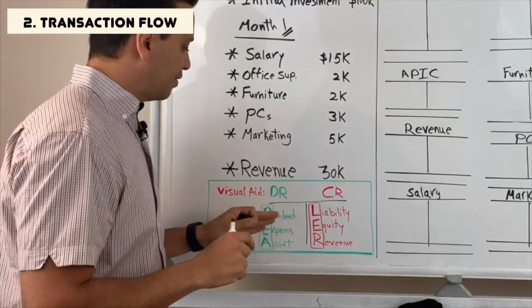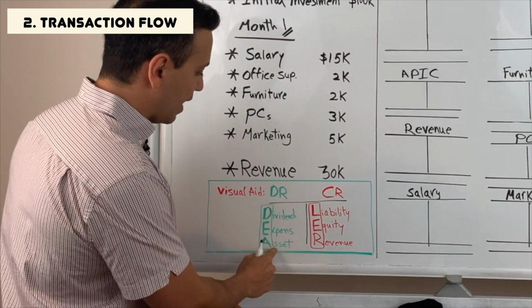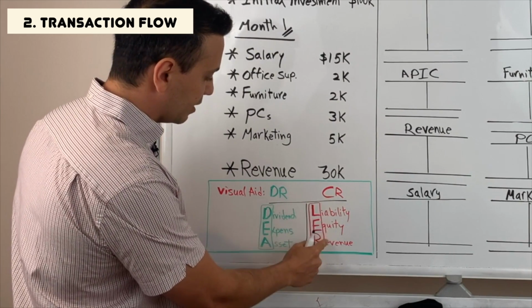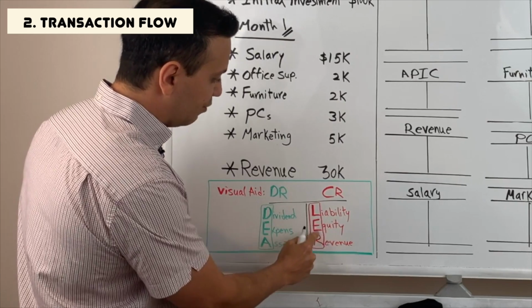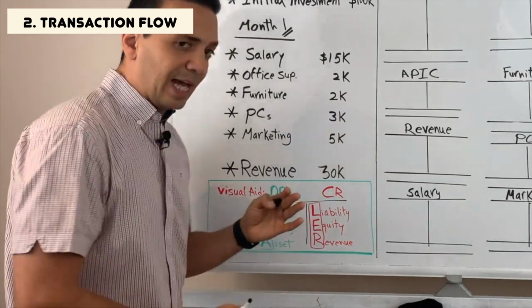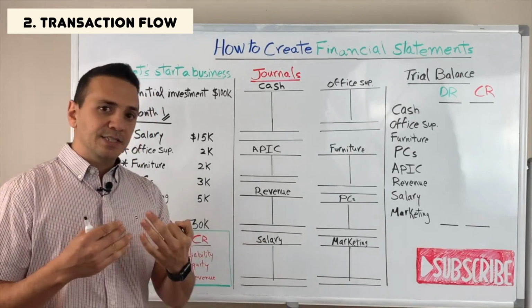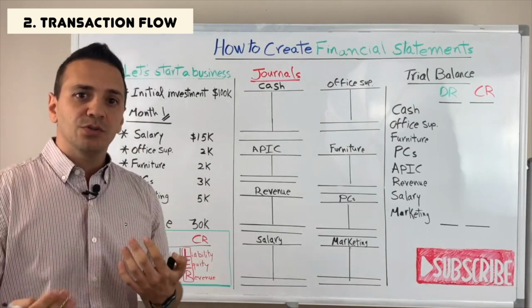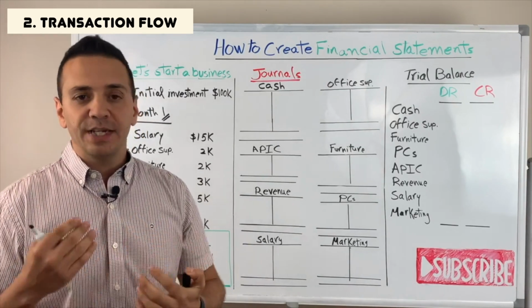And basically, the acronym is DEALER. D is for dividend, E is for expenses, A is for assets. And the other side of it, the credit side of it, is L for liability, E for equity, R for revenue. And obviously, every transaction will have 2 sides, a debit and a credit. Basically, it's not necessarily good or bad to be debit or credit, but it's just to record the dual nature of any transaction.